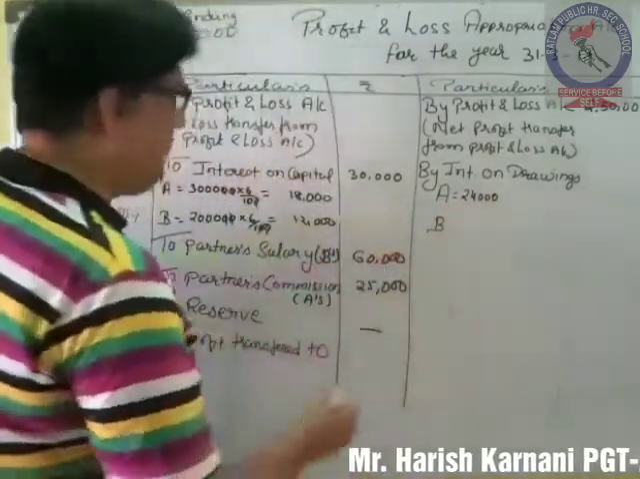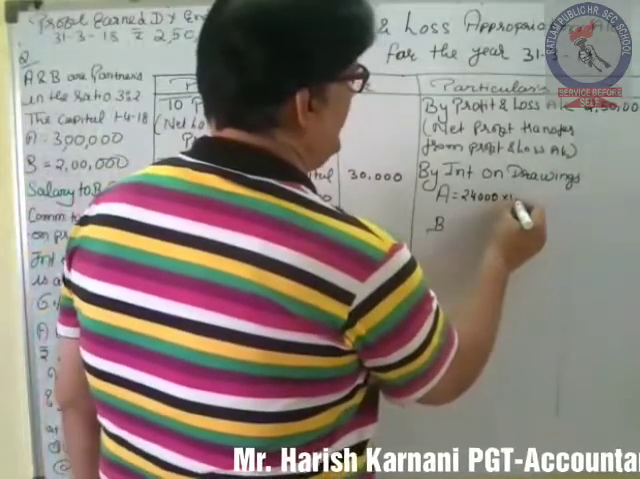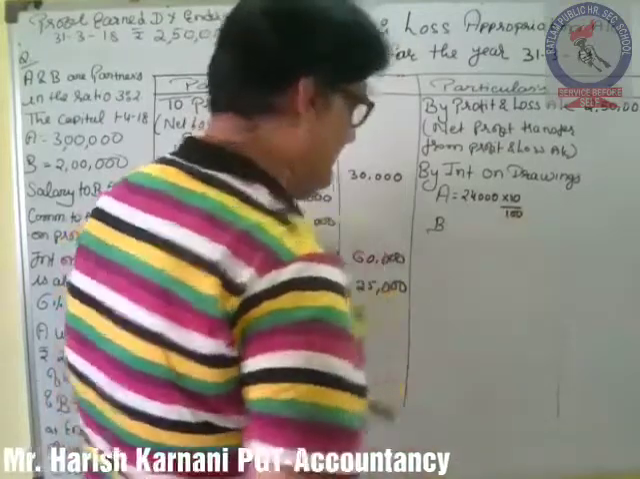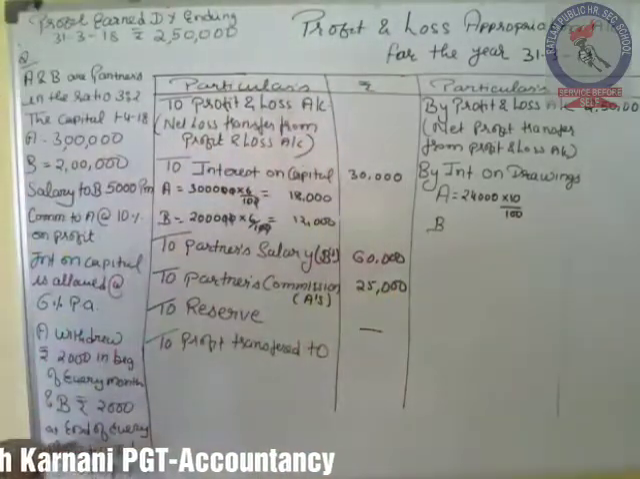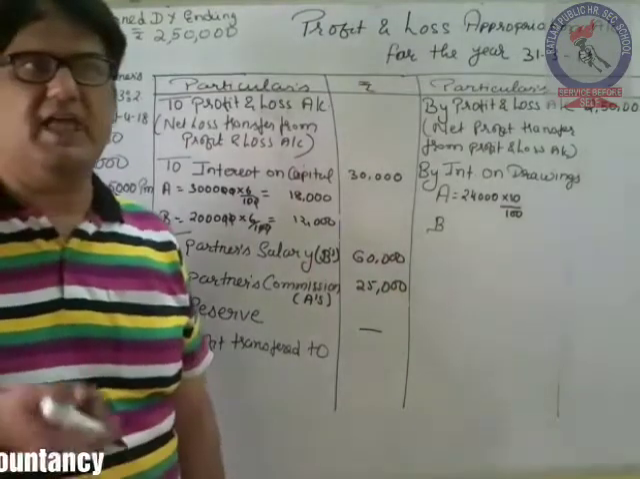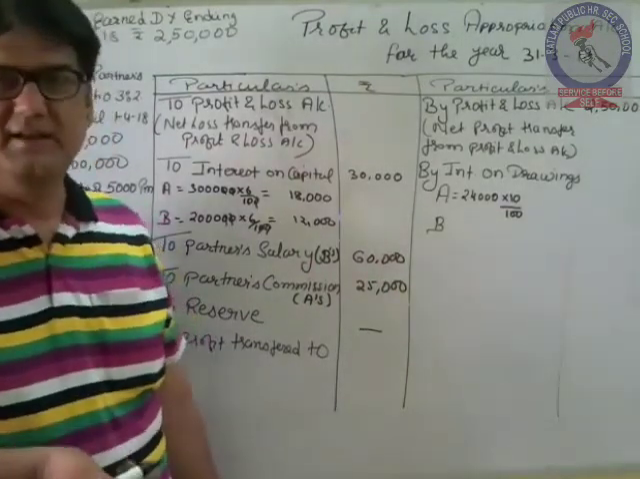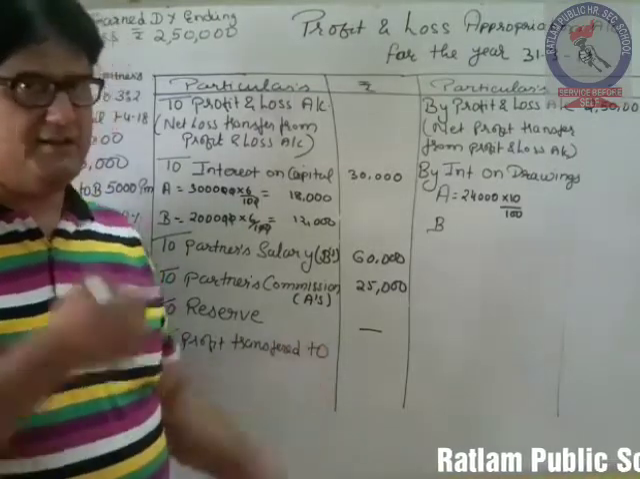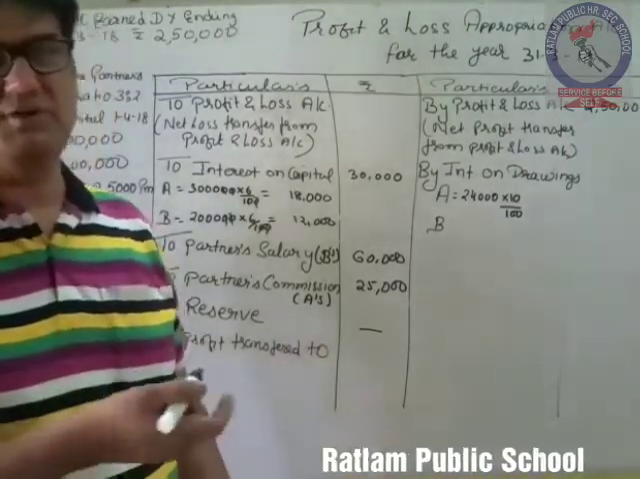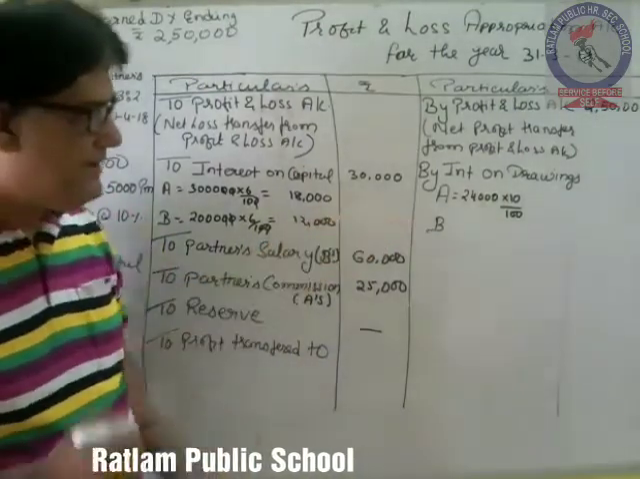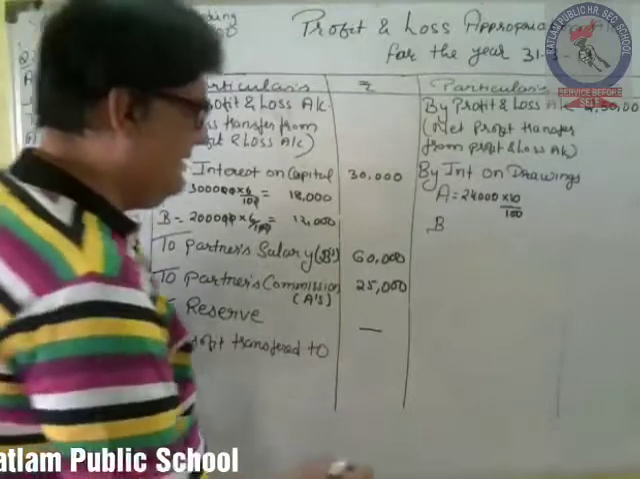Rate of interest on drawing is 10% per annum. Now it is a conditional drawing that every month in the beginning, so we have to find out the average time period. For finding the average time period, we will make use of the formula which was already explained to you. So time period, how is it to be calculated?